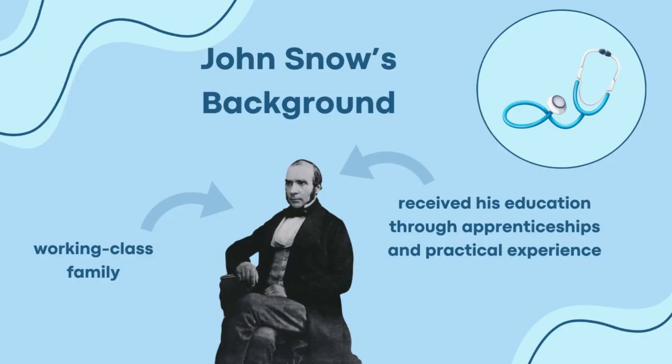John Snow's background. John Snow was born on March 15, 1813 in New York, England. He came from a working-class family and received his education through apprenticeship and practical experience. He trained as a surgeon and later became a physician practicing in London.